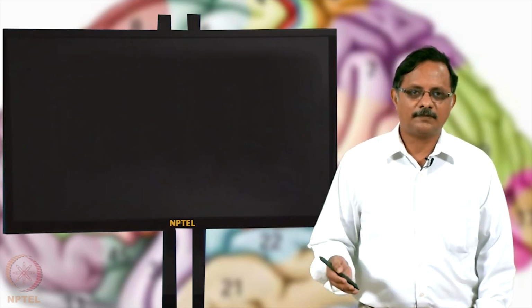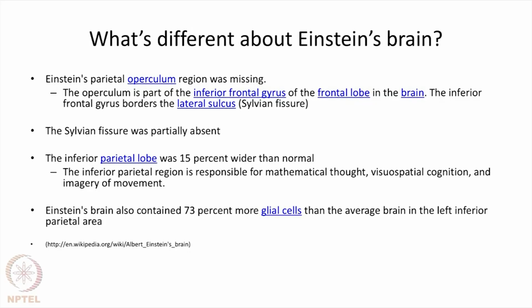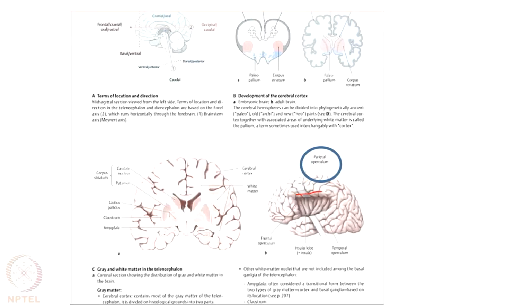The first feature that they found is that Einstein's parietal operculum region was missing. So, what is this parietal operculum? Operculum means lid in Latin. So, this particular region is called the parietal operculum. Okay, what exactly is going on here?